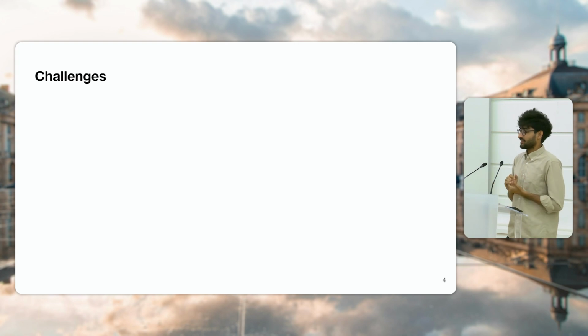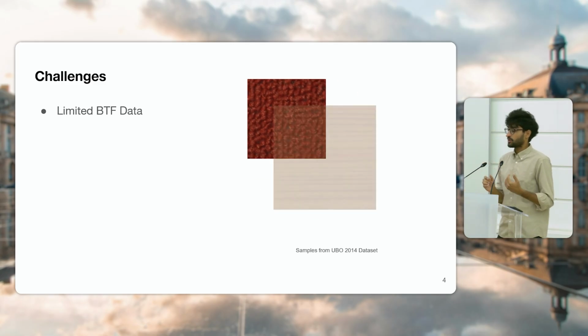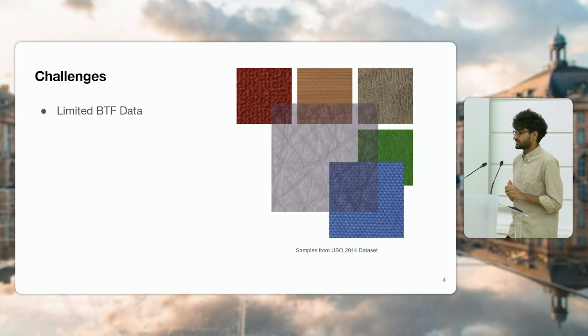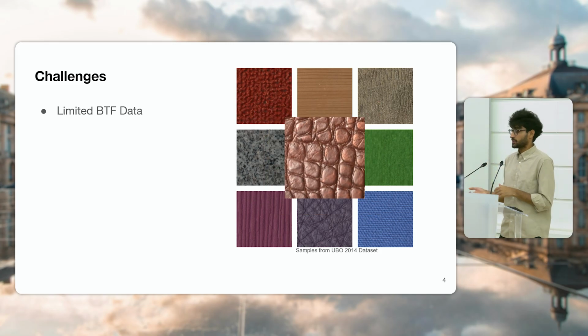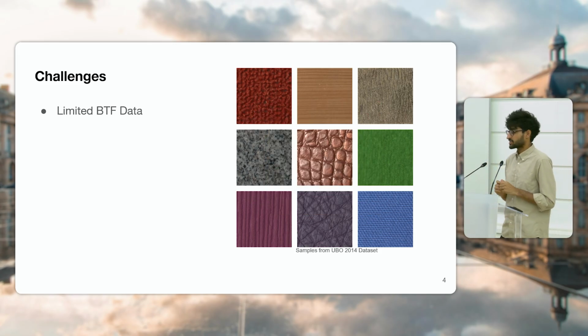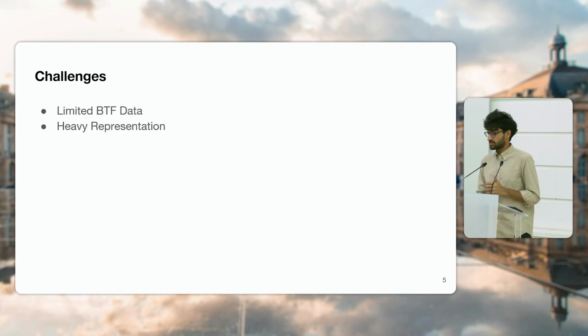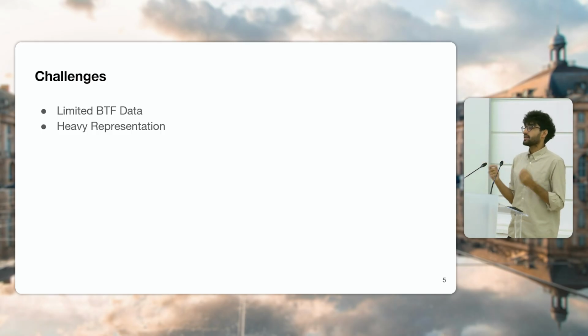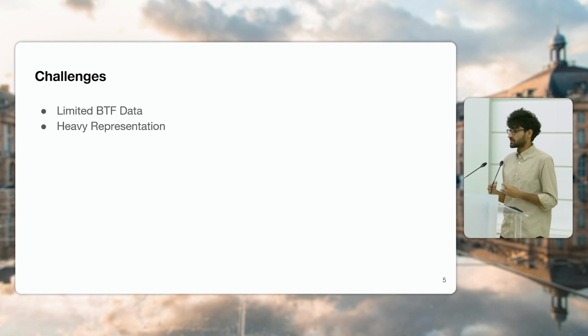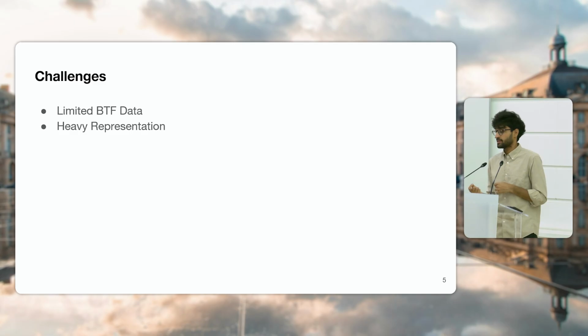There are many challenges in making BTFs practical, mainly 3. Firstly, high quality BTF data sets are rare. Existing public data sets like UBO 2014 are valuable, but they typically cover smaller spatial regions, around 6 centimeters square, and low resolutions, around 512 pixels. Second, raw BTF captures are very large. A capture consists of many HDR images over lighting and viewing directions, so direct tabulation is infeasible. So we need a representation that is compact, but still holds onto the mesoscale structure and view-dependent lighting effects.